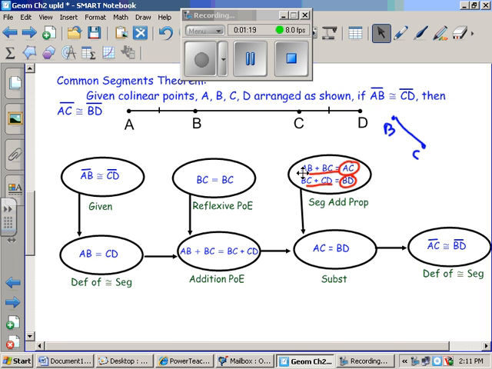Okay, so now based on the substitution property and the segment addition postulate, I've taken both of these and turned them into AC equals BD. Does that make sense? Can somebody explain what you just said? So it doesn't make sense. So go ahead, give it a whirl.